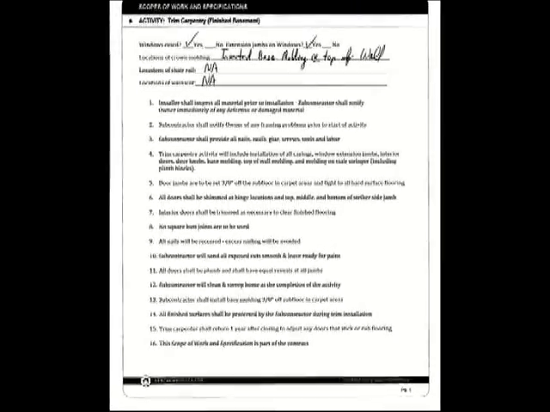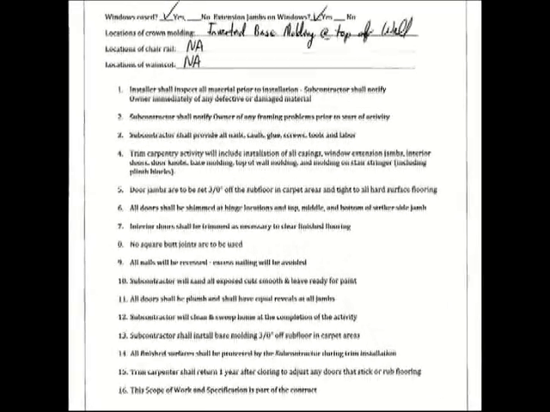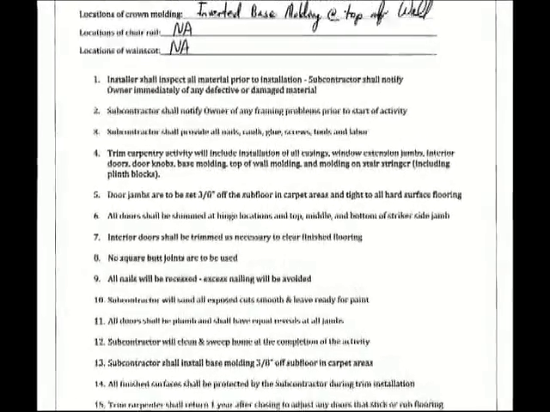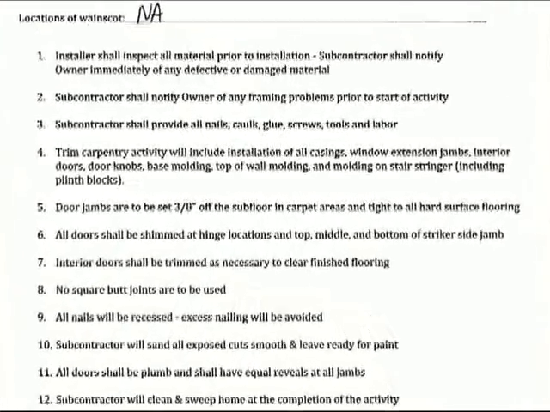If we take a look at item 1 on the scopes of work for trim carpentry, we see that the installer is going to inspect all the material prior to installation. We don't want any material to be installed if it's not quality, and sometimes we can't tell that when there's a bundle of material delivered, so we want them to check that first.